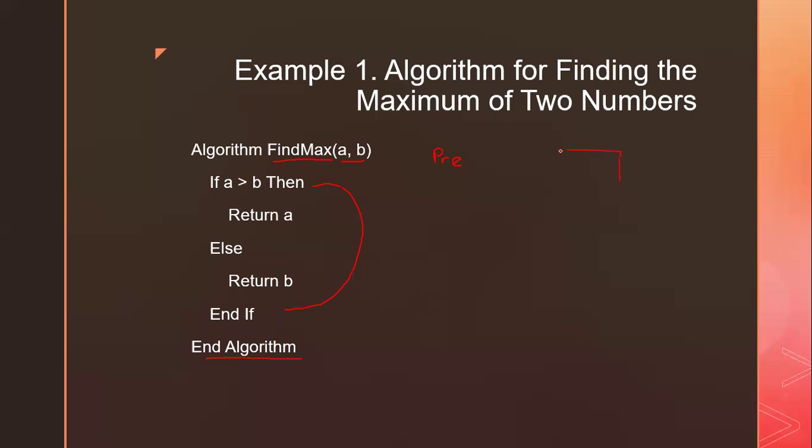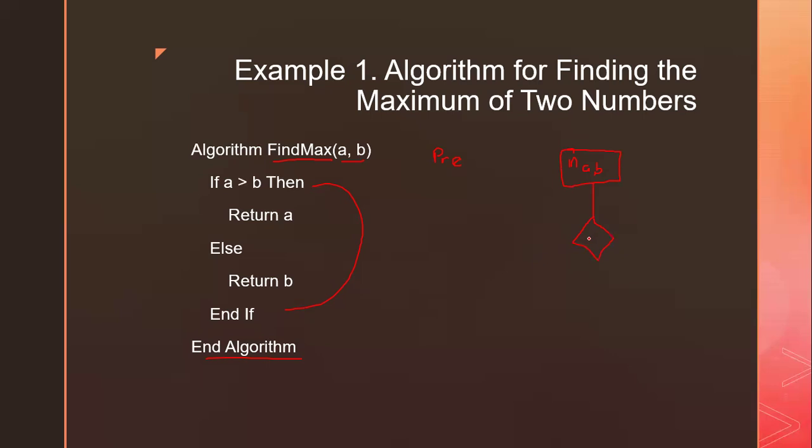If we were to draw this, how can we do this? Here we have our input, right? Our input is going to be A and B, if I'm not mistaken. A and B, right? Then here we have our diamond.